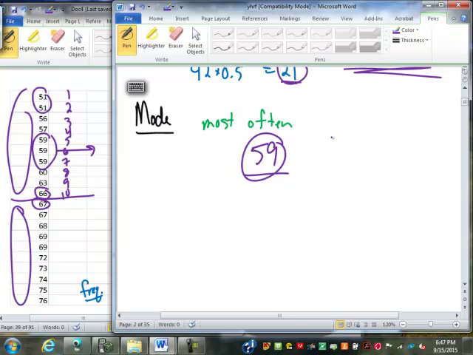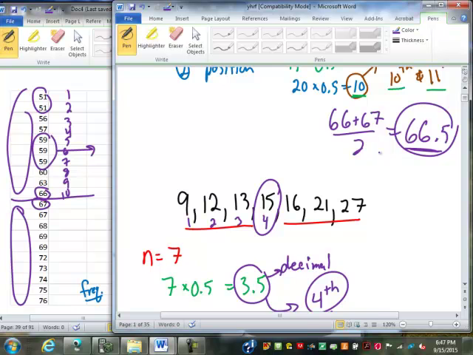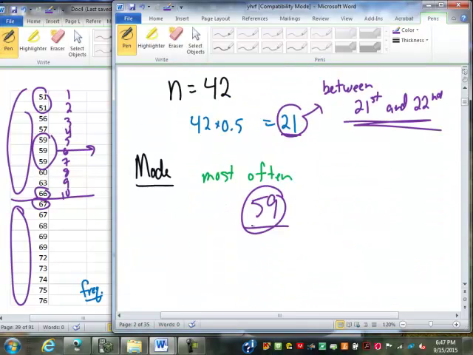Now you can see the mode and the median are very different. We had the median of 66.5 and a mode of 59. The mode is not a very reliable measure of center.